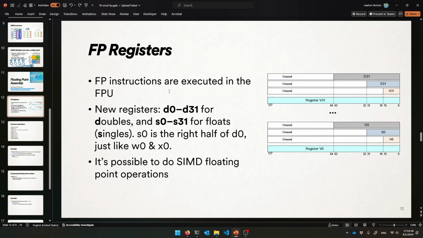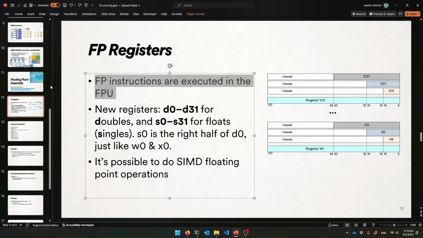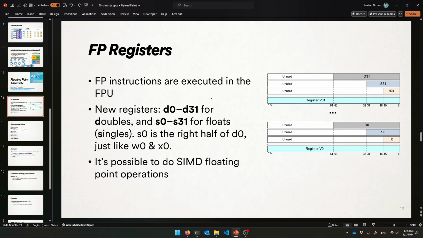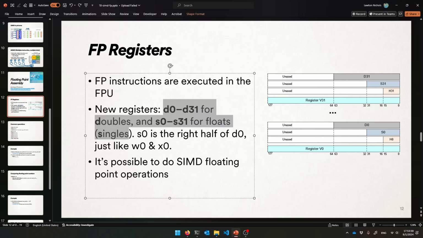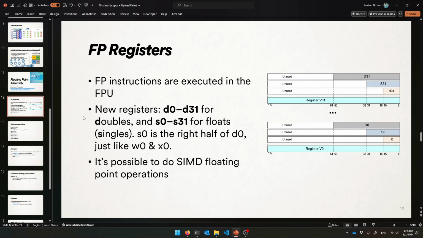Here is kind of what they look like, all right? They're all executed in the floating point unit, all these instructions, and so they have their own registers, and here are their names. You have D0 through D31. Those hold doubles, as you might expect. So floating point numbers stored as doubles go there. Here's kind of what they look like, D0 all the way to D31, dot, dot, dot.